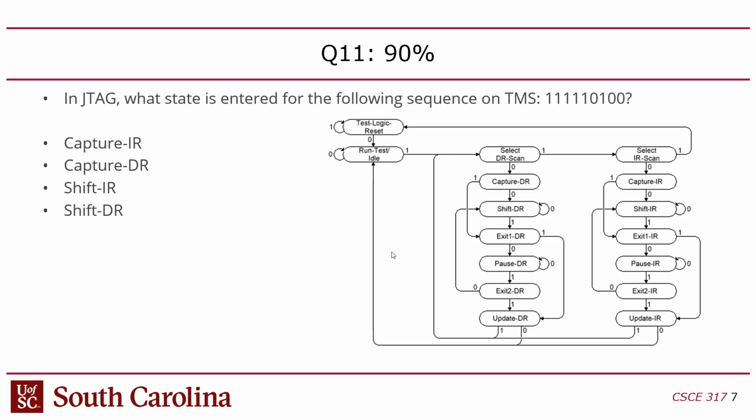This one, 90% of you got right, and I actually thought this one would be hard because I didn't really spend a lot of time on JTAG. It says in JTAG, what state is entered for the following sequence on TMS? So generally with JTAG, you're going to start out with at least 5 1s at the beginning because that guarantees that you start out in the reset state. After the 1s, we'll go 0, and then 1, and then 0, 0. So it should be Shift-IR, right?